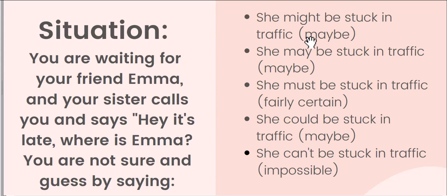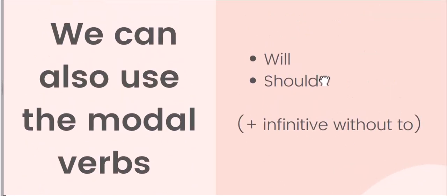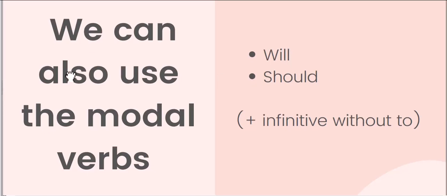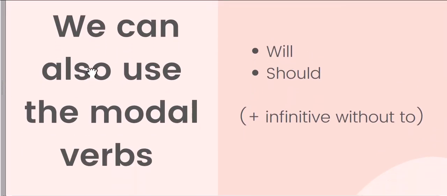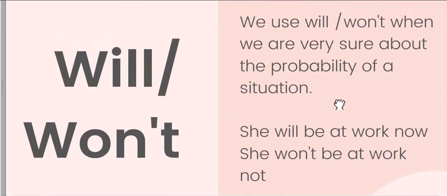So go here right now and think about it. What do you think about these examples I'm telling you right now? So we can also use the modal verb with will and should in the infinitive form. I told you can and could for the ability, and now we are seeing the will and should. So we all know that will, the negative form is won't. This is the negative form for will.